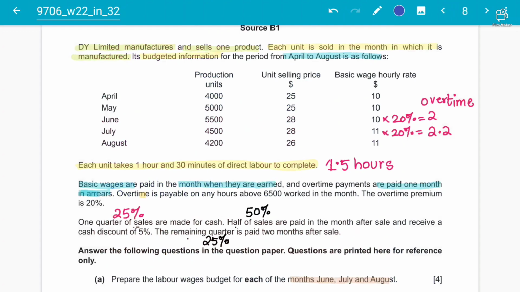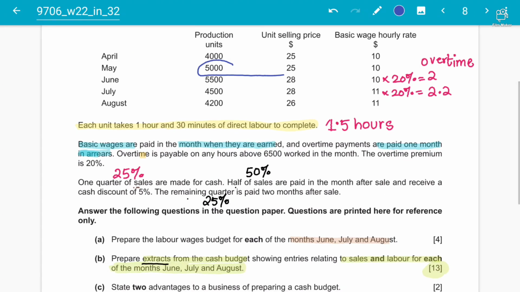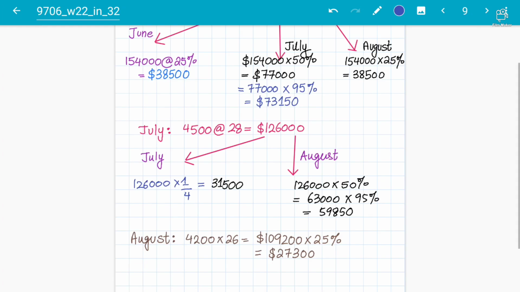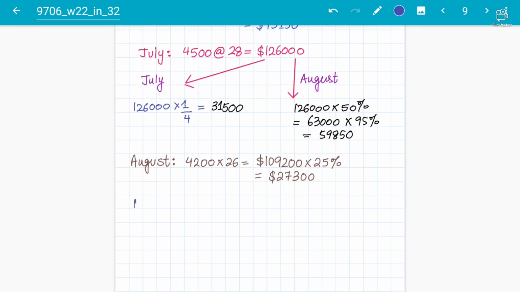Okay, so students, you are going to get these answers by understanding. Let's talk about May first. You have to think logically in your mind. So if May sales, 25% will come in May, so you have recorded that in the May budget. We don't have to make the May budget. So 50% will be recorded in June and 25% will be recorded in July. Okay, so again we'll do the May sales now.